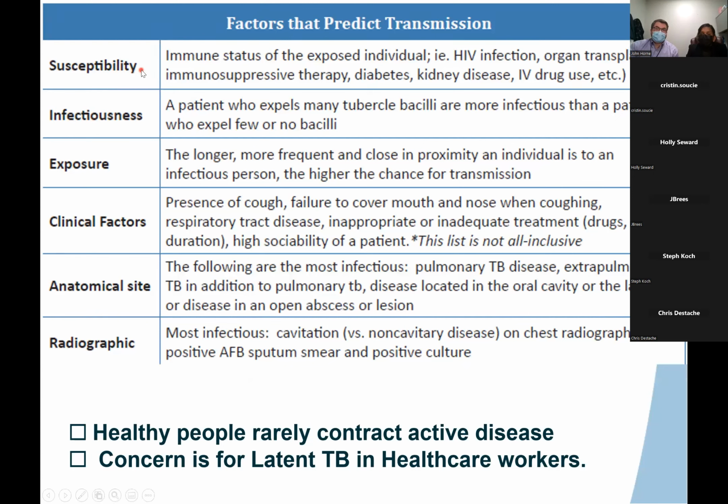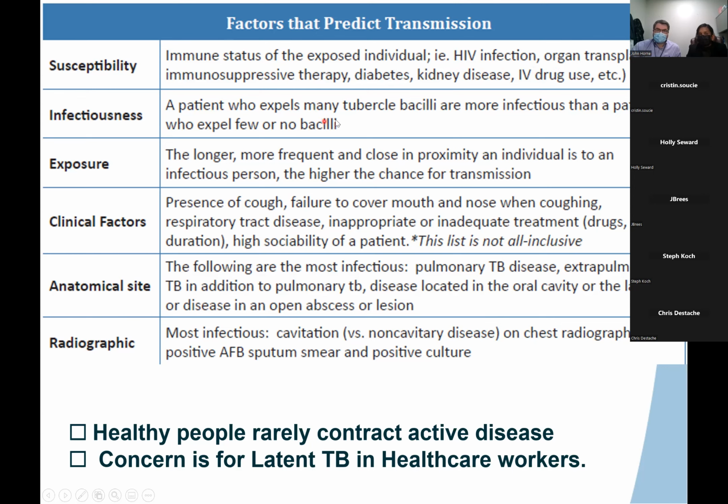And so, factors that predict transmission. This is what we were saying earlier, people will say, oh, I was coughed on, I must have TB now. If you were coughed on by someone that has active TB, you may or may not get it. So what are the things that would predict how transmissible it would be from one person to another? Susceptibility. Do you have a good immune system, or do you have an immunosuppressed immune system from things like HIV, organ transplant, diabetes?